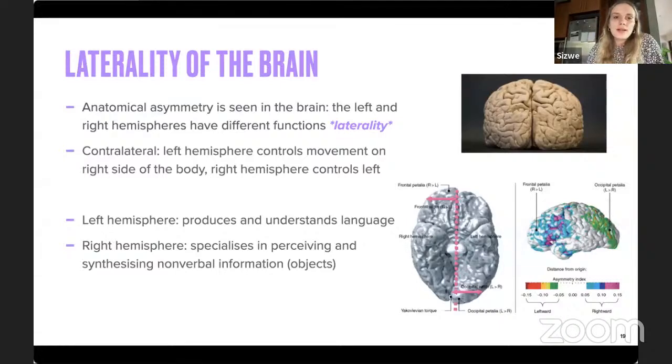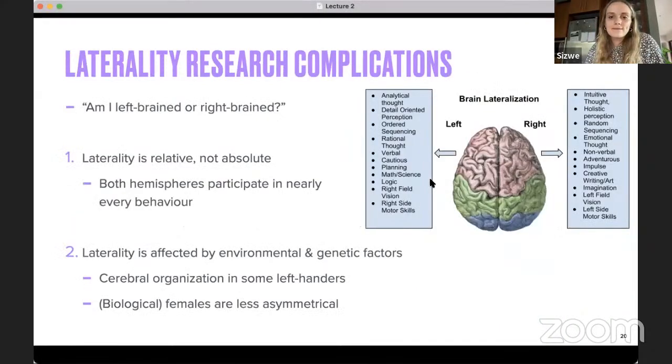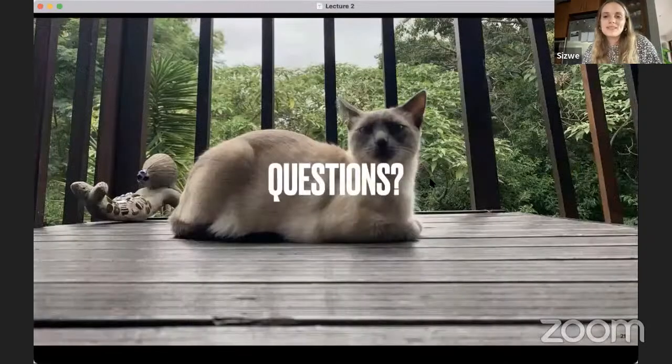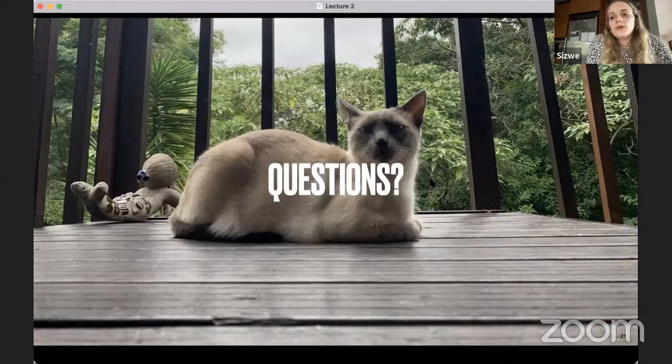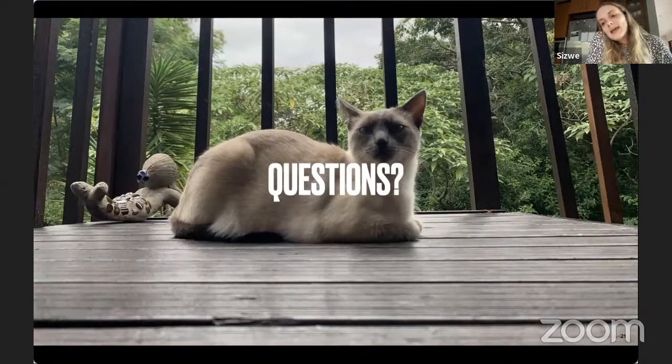Thanks, everyone. Here's my cat again. I miss him. He's in St. Francis at the moment with my parents. So everyone have a good day and let me know if you need anything.